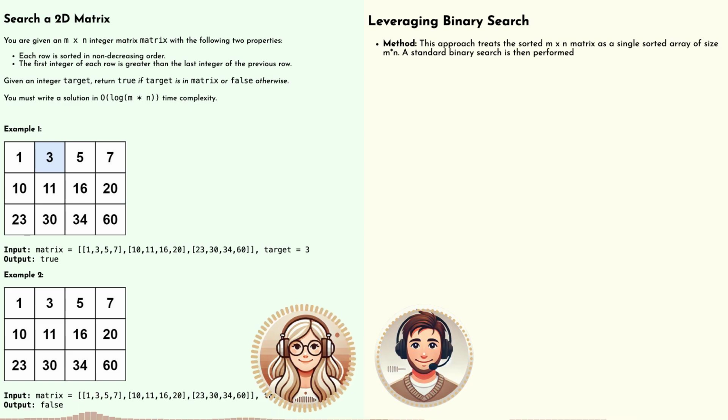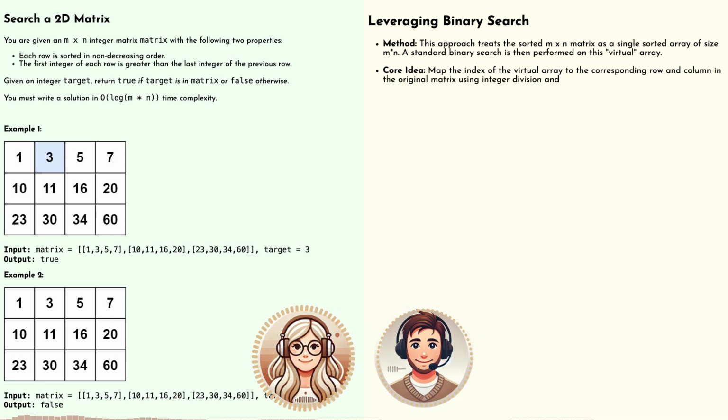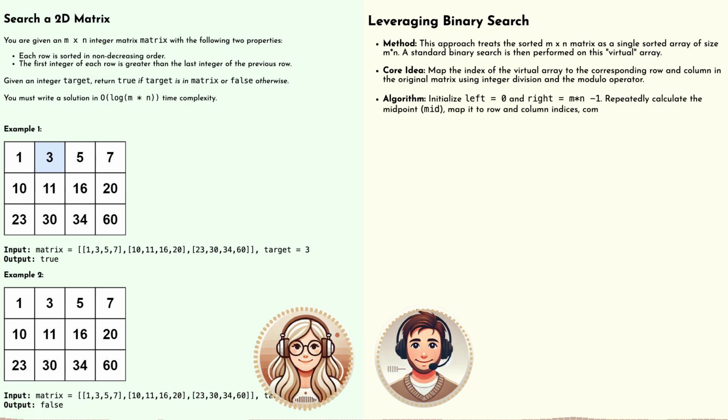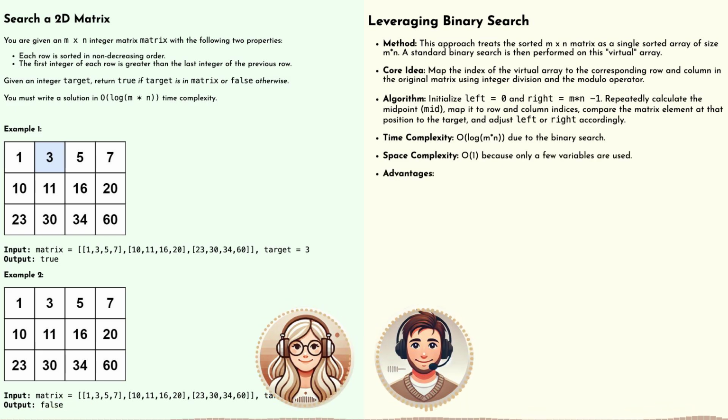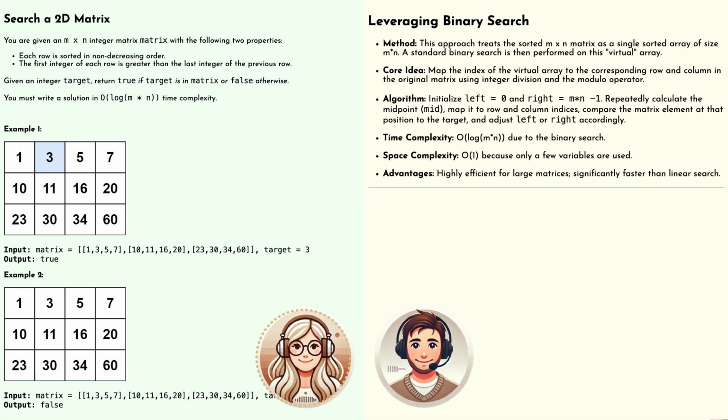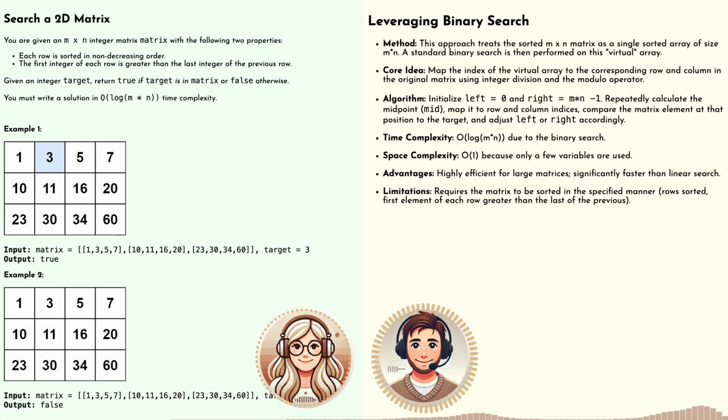Absolutely. The fact that our matrix is sorted gives us a huge advantage. Instead of blindly checking every cell, we can use a technique called binary search to strategically eliminate large portions of the matrix with each step. Binary search, that rings a bell. It's like searching a dictionary. You don't start at A and read every word until you find the one you're looking for. You jump to the middle and keep narrowing your search based on alphabetical order. That's the perfect analogy. But how do we apply that to a two-dimensional matrix? That's the real puzzle here.